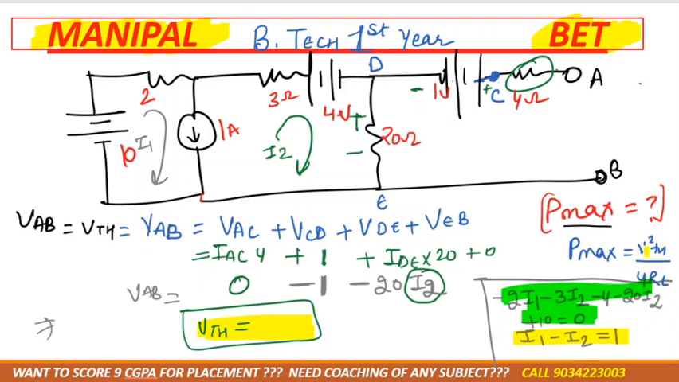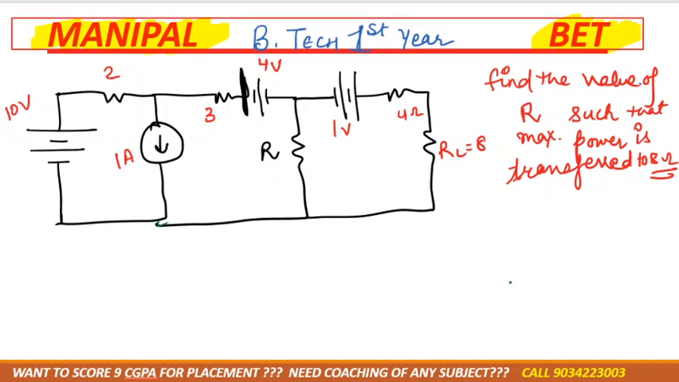And you know, maximum power is VTH square divided by 4RL. VTH we can substitute it here. RL was already given in the question. That was something like 8 ohm, right? This is how a maximum power transfer theorem question is solved. Basically, you have to apply Thevenin's theorem only. If you know Thevenin, then only you will be able to do the maximum power transfer theorem. Okay? Clear? See, this type of question comes in Manipal.